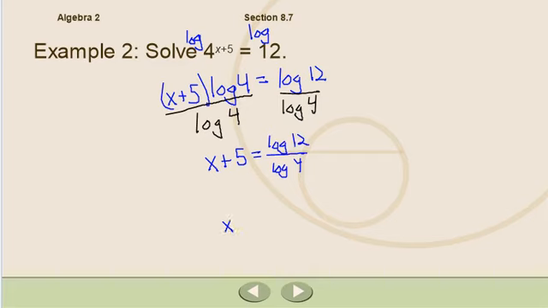And so we get x equals log of 12 divided by the log of 4 minus 5. Again, you can put that in your calculator. Do log of 12 divided by the log of 4, and then take that answer and subtract 5, and you will get negative 3.2075.